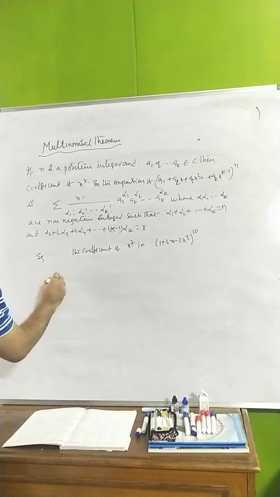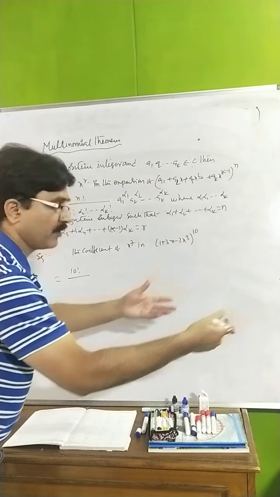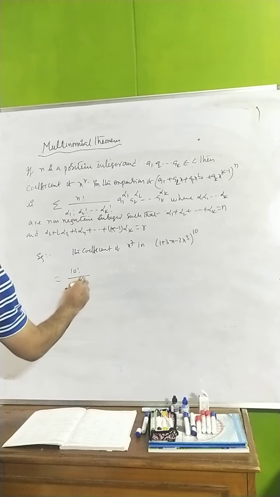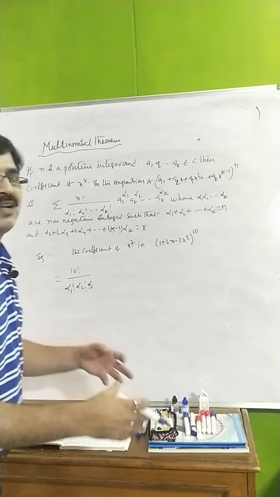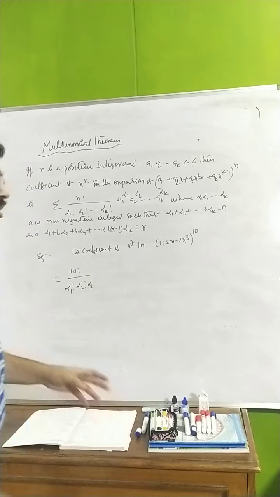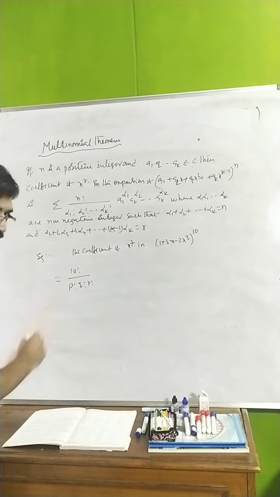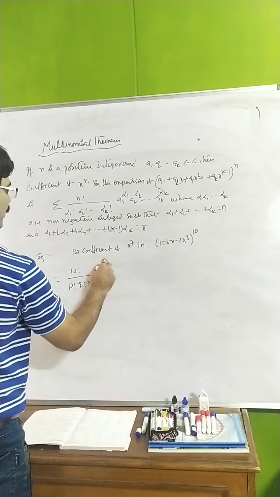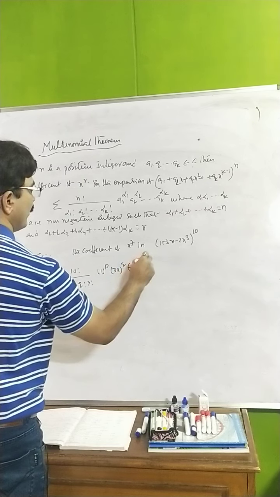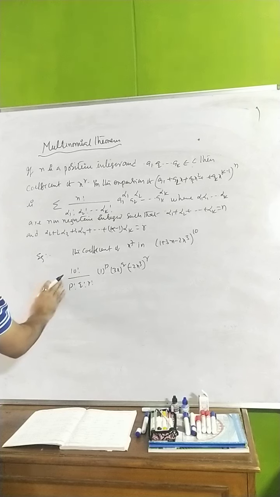You see how we are going to find this one. Very simple. What we have to write? 10 factorial over alpha 1 factorial, alpha 2 factorial, alpha 3 factorial. Rather than alpha 1, alpha 2, alpha 3, it is easy for me because I already started with P, Q, R. That's why I want to take P, Q, R. So P factorial, Q factorial, R factorial. Now 1 to the power of P, 3x to the power of Q, and minus 2x cube whole to the power of R. Same as it is. Nothing is changed.